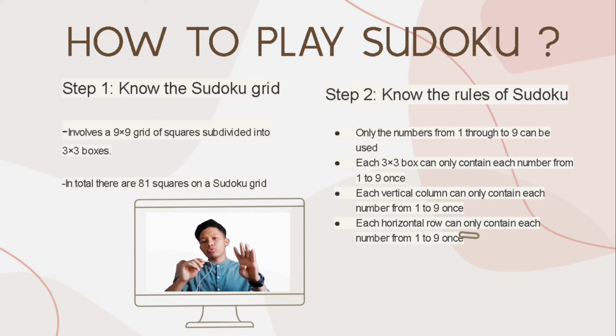Second step, get to know the rules of Sudoku. There are 4 common rules. First, only the numbers from 1 through to 9 can be used. Second, each 3 by 3 box can only contain each number from 1 to 9 once. Third, each vertical column can only contain each number from 1 to 9 once. Fourth, each horizontal row can only contain each number from 1 to 9 once. In general, once the puzzle is solved, every row, column and 3 by 3 box will contain every number from 1 to 9 exactly once.